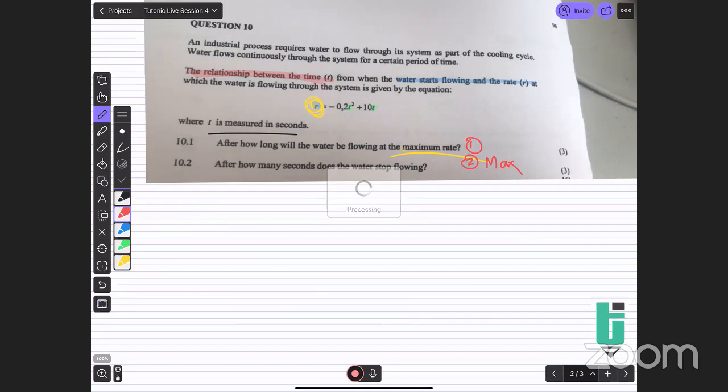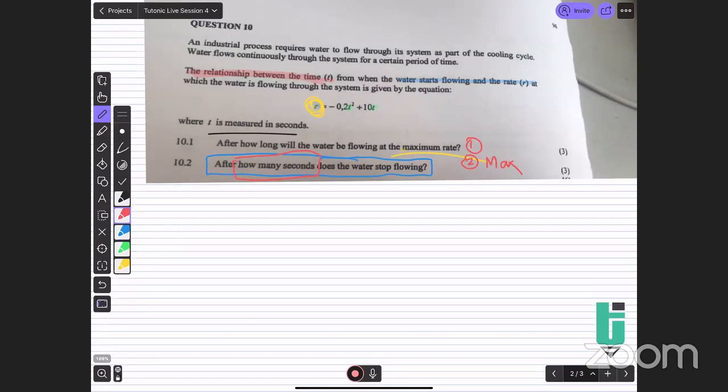This is English. Now, Rivka's mic isn't working, but this is English. So now we need to translate this into maths. We need to calculate for t. They say after how many seconds, so they want t. But why sub back in number 1 into the second?